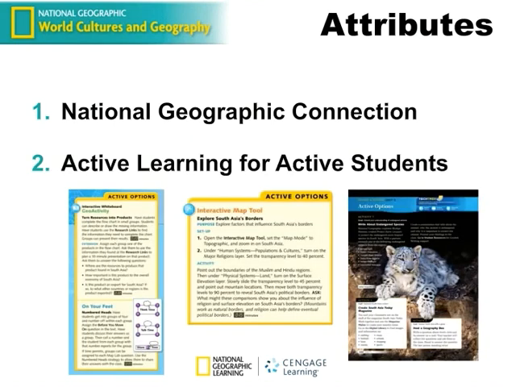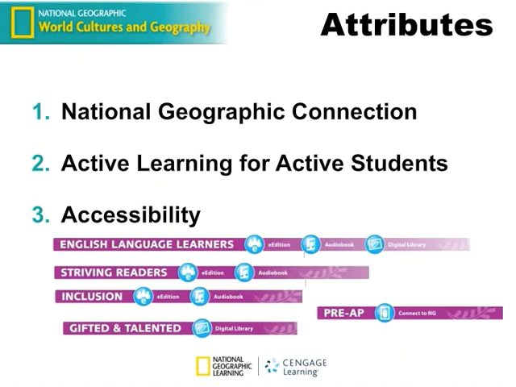The next attribute that sets World Cultures and Geography apart is the built-in active learning for our active middle school students. Through online resources, interactive whiteboard activities, and built-in cooperative learning routines, students are actively engaged throughout the program. And finally, the program has been developed to be accessible for all students. Differentiation strategies for English learners, striving readers, special needs students, gifted and talented students, and even pre-AP students are built into the beginning of each chapter as well as interspersed throughout the lesson.